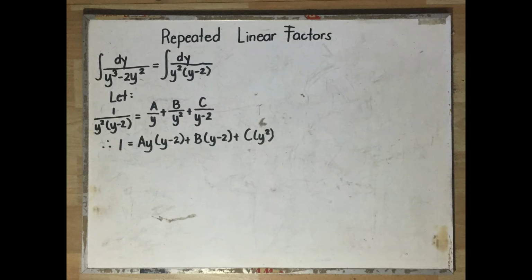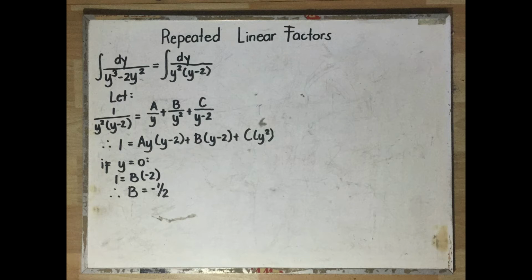Therefore, 1 is equals to ay times the quantity of y minus 2 plus b times the quantity of y minus 2 plus c times y squared. If y is equals to 0, 1 is equals to b times the quantity of negative 2. Therefore, b is equals to negative 1/2.